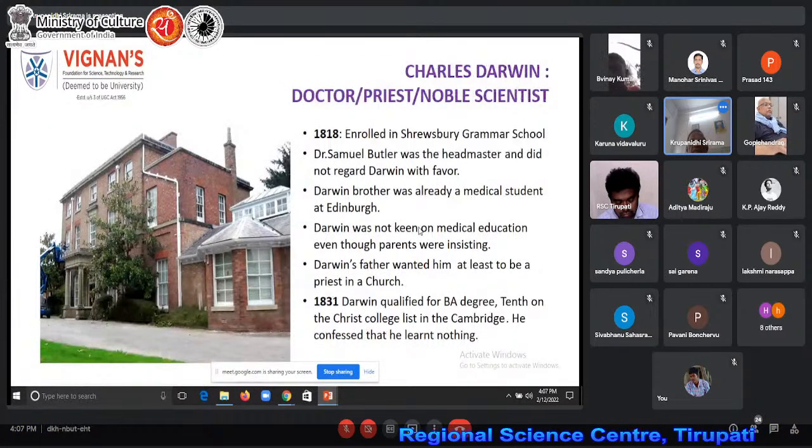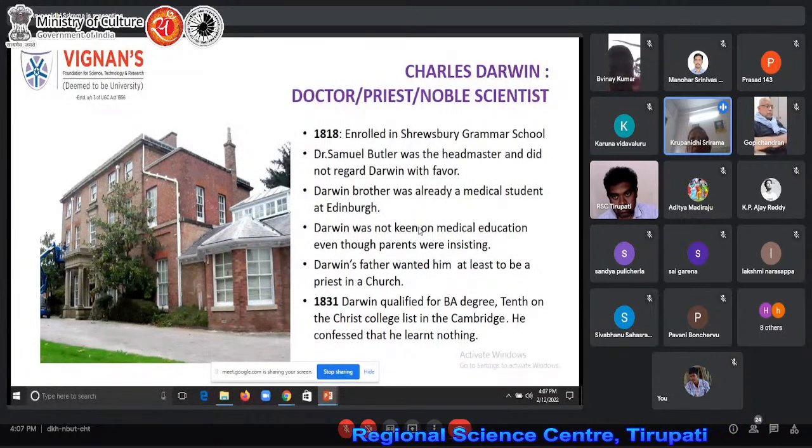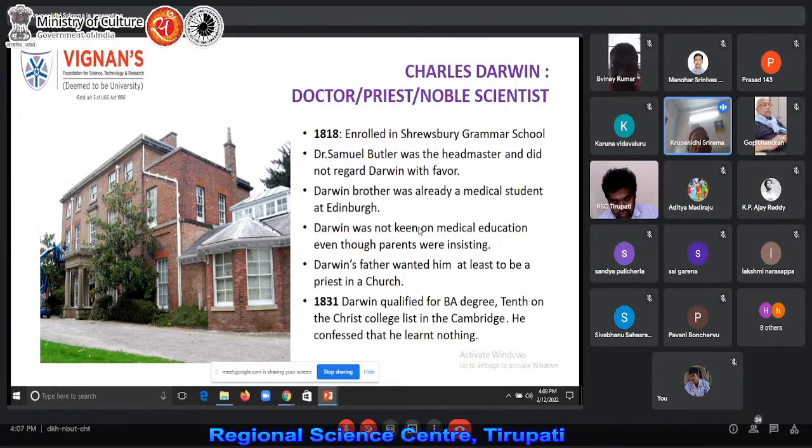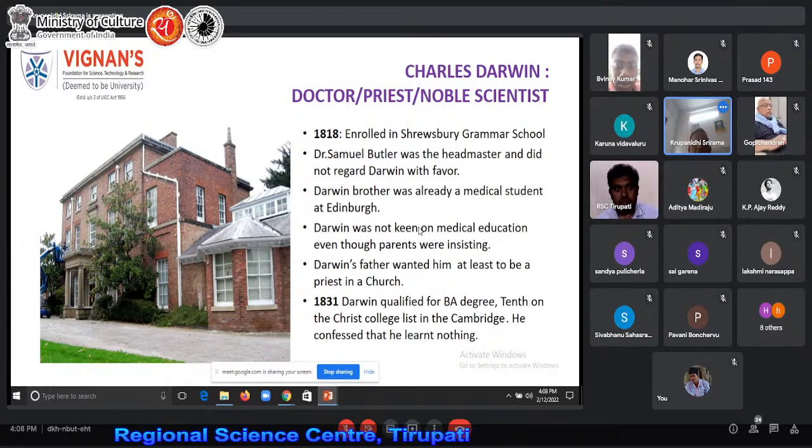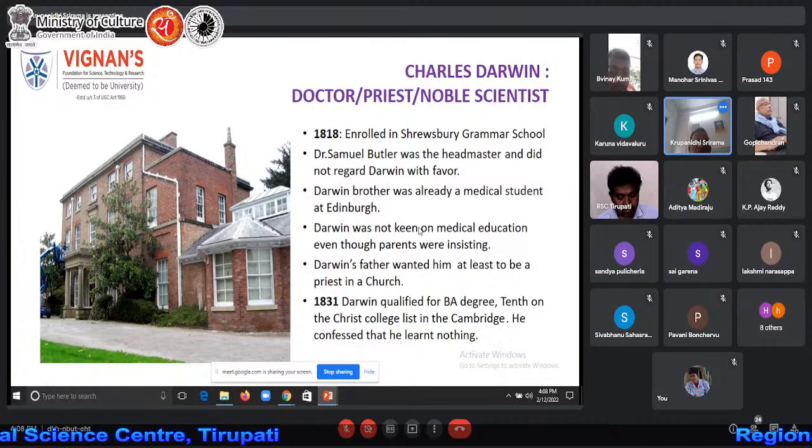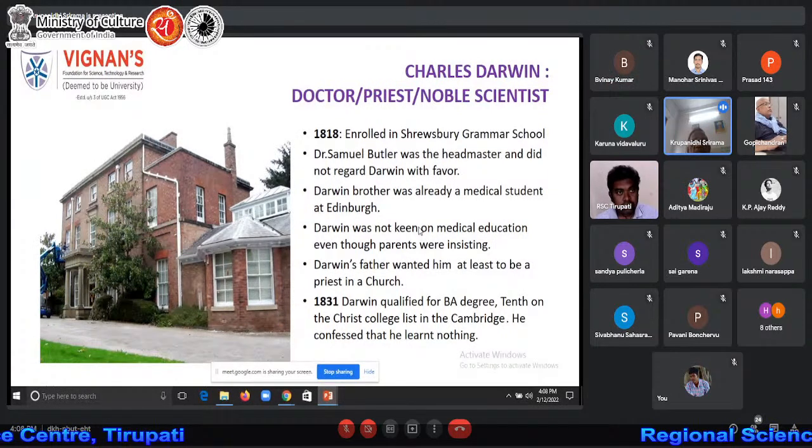So here, the early life of Charles Darwin, parents are having a lot of ambition on their children. The parents wanted him to be a doctor because grandfather and father and also brother were in the medical field. He was unable to go to the medical profession. Later, at least a respectable profession, those were the days for the priest. Even that also, he could not go. Ultimately, he became a Nobel scientist.